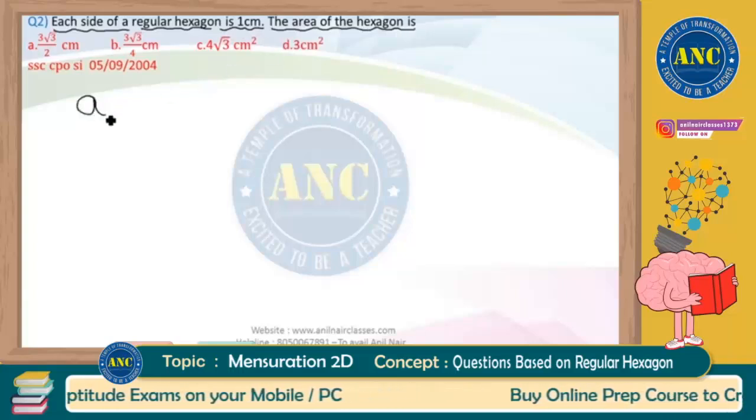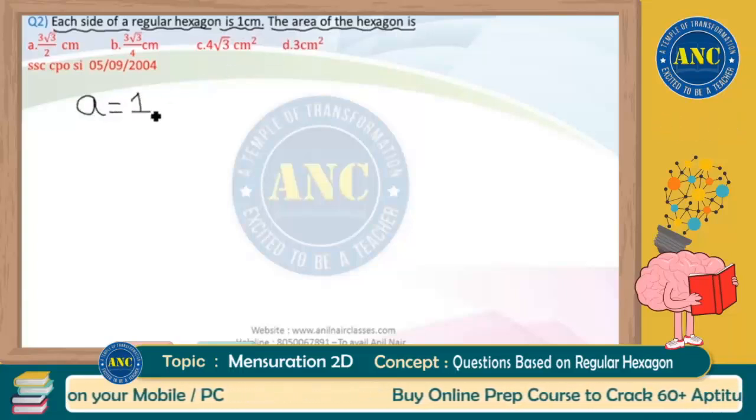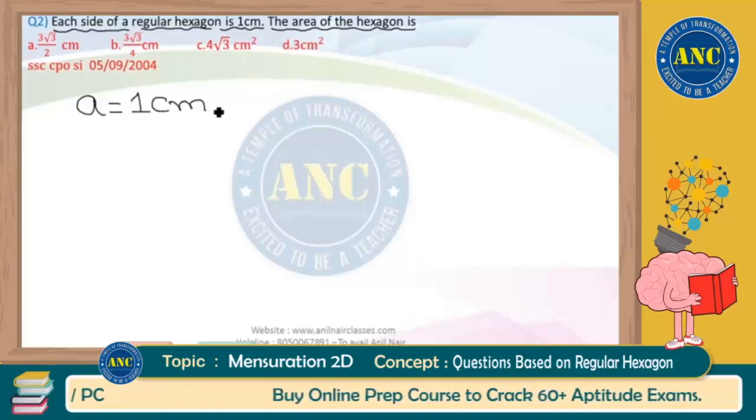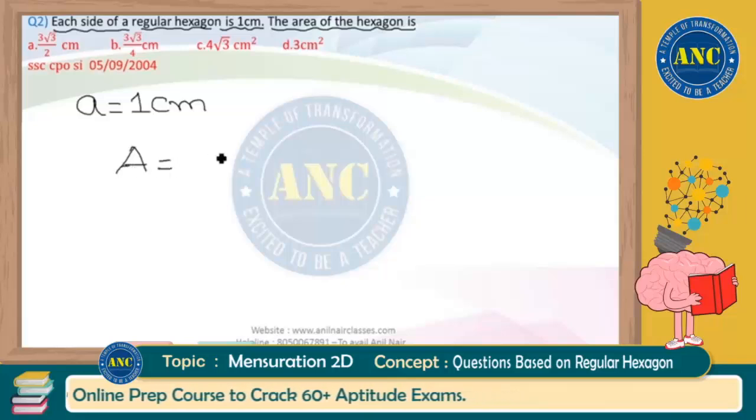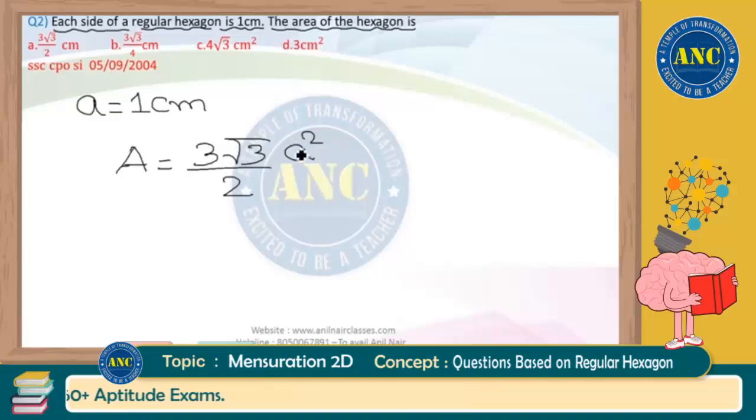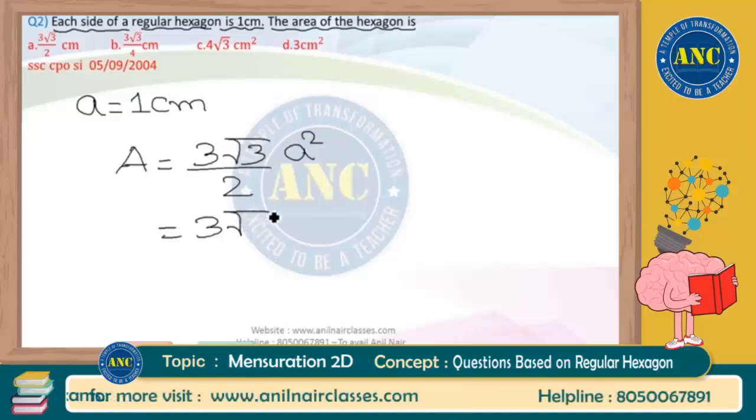They are saying the value of small letter a as 1 centimeter, which is nothing but each side of a regular hexagon. Area of the regular hexagon is given by 3 root 3 by 2 into a square, where a value is 1. So 3 root 3 by 2 into 1 square. So answer is 3 root 3 by 2 centimeter. Option A. Very easy questions, but remember these are all your examination questions itself.